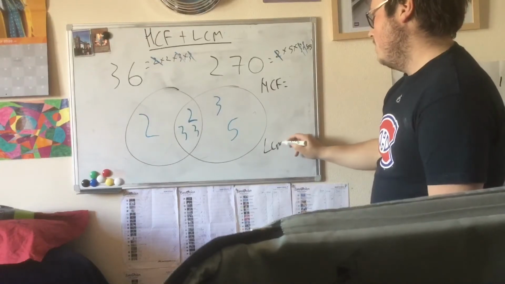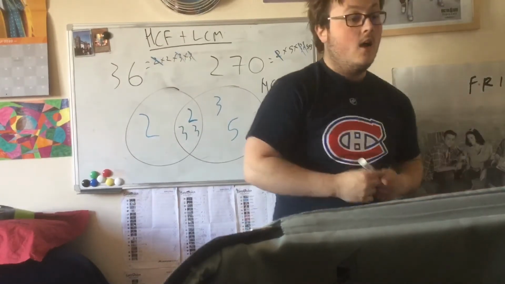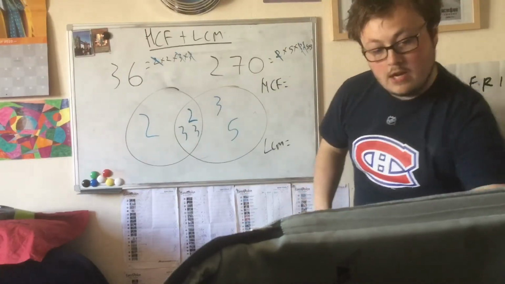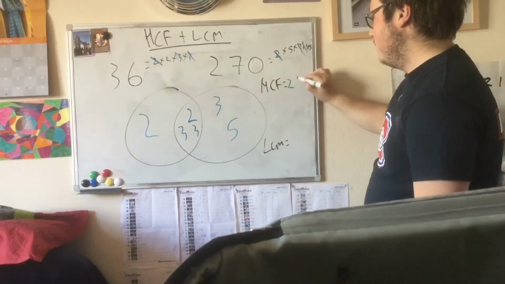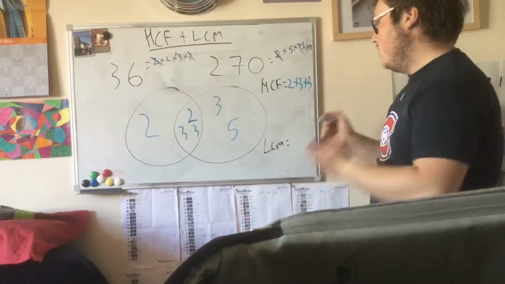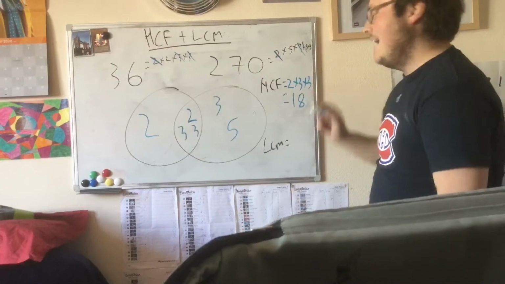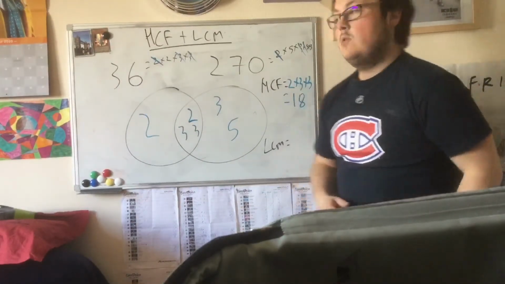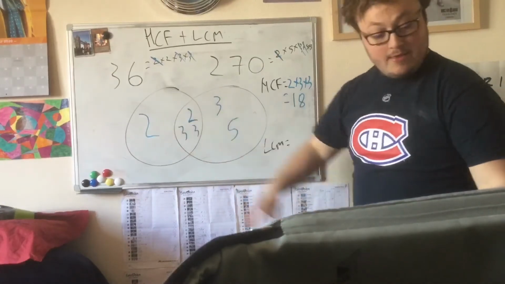So now that we've done it, we can find our highest common factor and our lowest common multiple. To find the highest common factor, we multiply all the numbers in the middle of the Venn diagram. So we do 2 times 3 times 3. 2 times 3 is 6, times 3 is 18. And that's it.